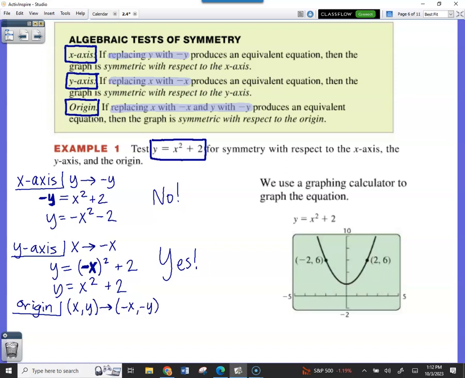All right, now let's check x and y. Now this one's a little extra, because if you know it's not symmetric to x or y, then you know this is going to be, no, it's not possible. But I still want you to practice it. So we're putting in a negative y, and we're putting in a negative x.